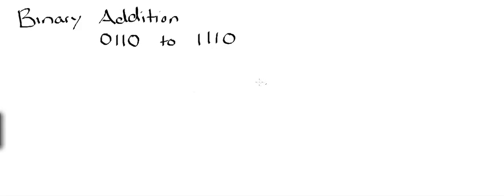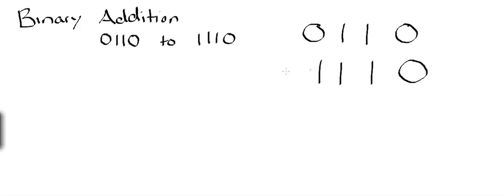Okay, so what you're going to need to do is write them out like you would in maths, one above the other. So 0110, and then underneath it 1110. To start with, we'll just add them up like we would in maths. So a 0 plus a 0 is obviously a 0. A 1 plus a 1 is obviously going to be 2, but we can't write 2 because binary can only be a 1 or a 0.